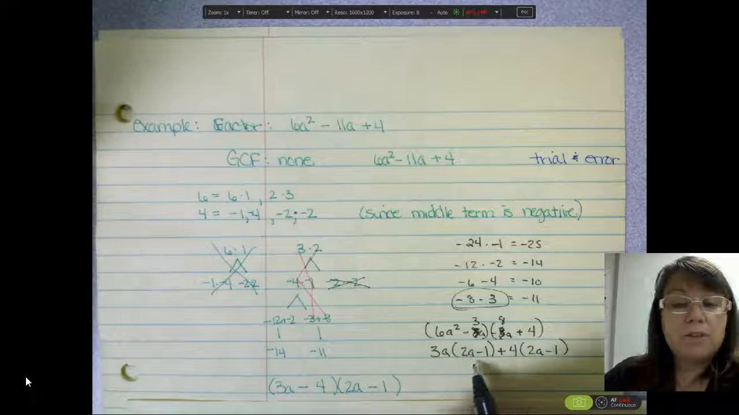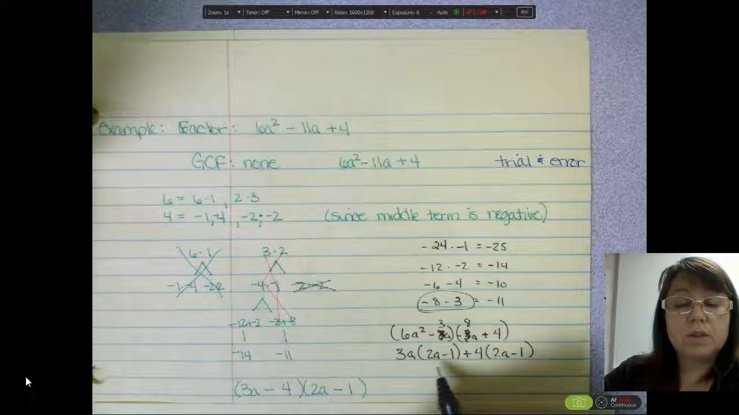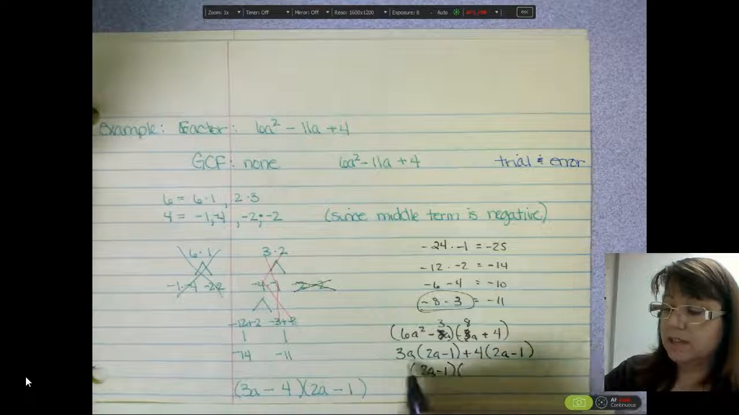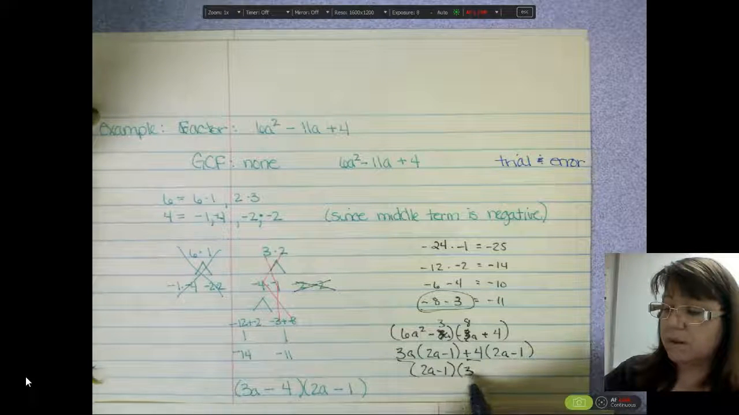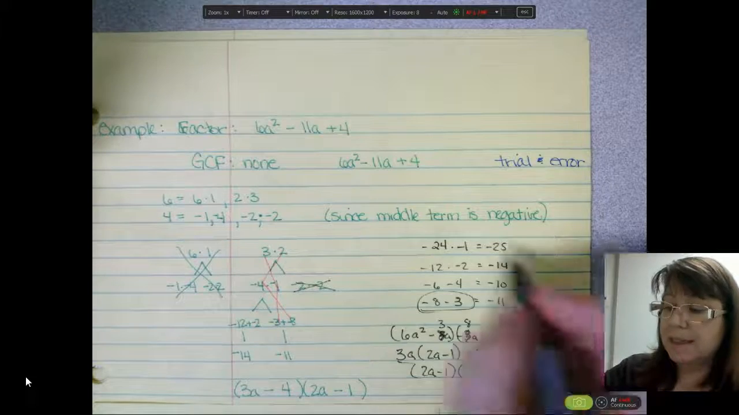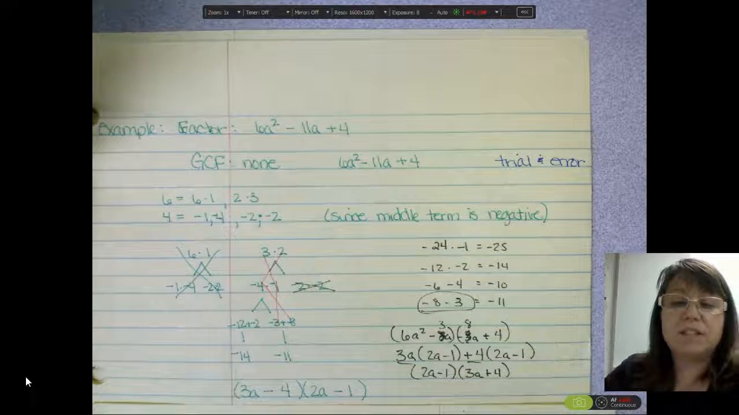Pull out the 2a minus 1 as a factor. That leaves me behind 3a plus 4. Same answer, but I think this way is a little bit faster.